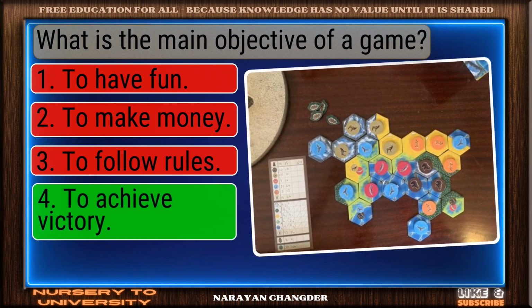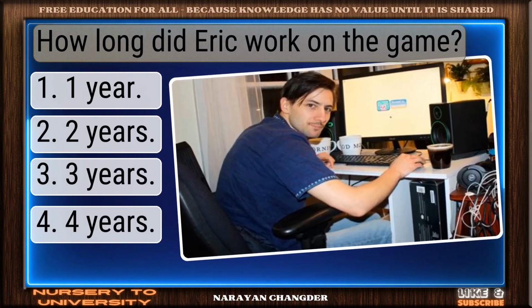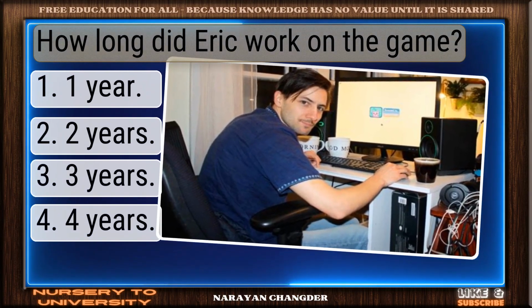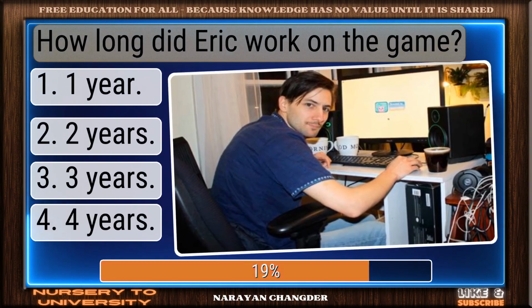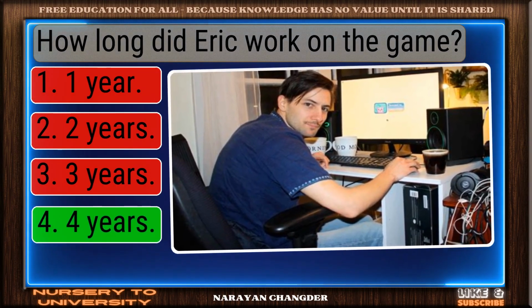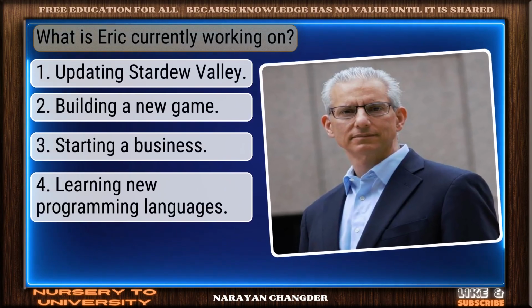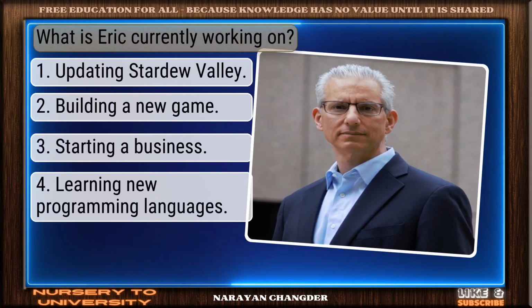Smart move. To achieve victory is an accurate answer. Question number 58. How long did Eric work on the game? Great job. 4 years is the accurate answer. Question number 59. What is Eric currently working on?